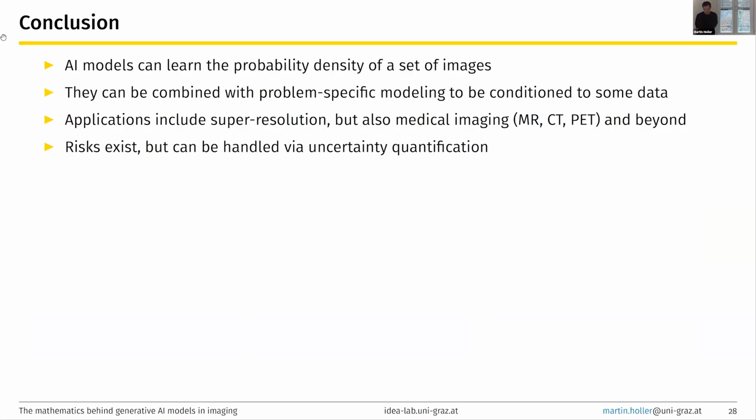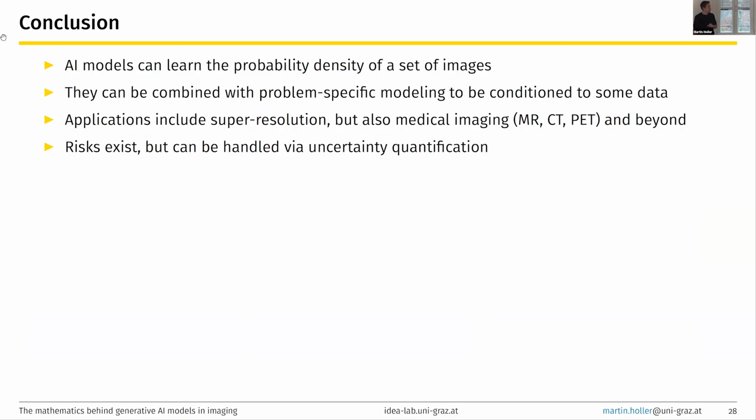What we have seen today is hopefully how AI models can be used to learn the probability density of a set of images. We have discussed how they can be combined with problem-specific modeling. So we have two ingredients: learning the density of images, and using mathematical modeling or domain knowledge to explain the measurement. And combining these two, we can get a method that is actually useful and can be used in medical imaging like MR, CT and PET imaging.